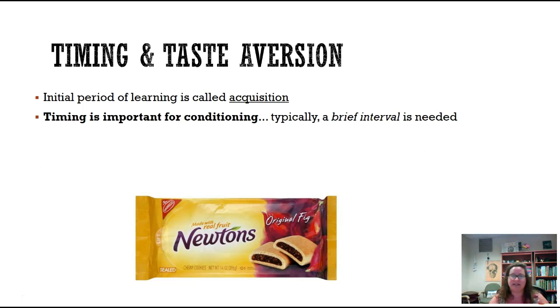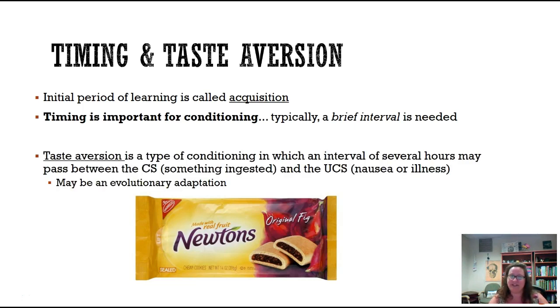One type of learning that doesn't seem to follow this pattern, though, is taste aversion learning. With taste aversion learning, you can eat something and then hours later you can get sick, and it doesn't even have to be related to the food or the drink that you consumed. It can be just, you eat something and then you get the flu a few hours later and you vomit that back up. And then you can develop this aversion where just seeing it makes you sick.